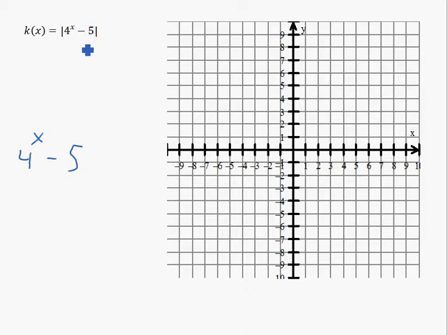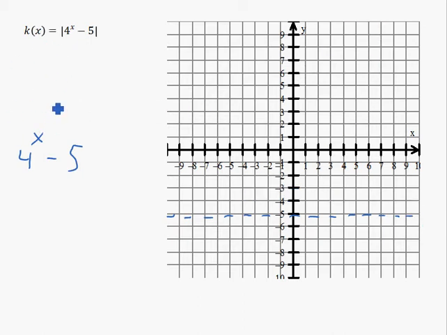So first off, if I was just going to graph 4^x without this minus 5, the horizontal asymptote would be 0 because it's an exponential function. But the minus 5 is going to shift it down 5. So 4^x minus 5 is going to have a horizontal asymptote right here, on the left side at least. On the right side it's going to explode upward.